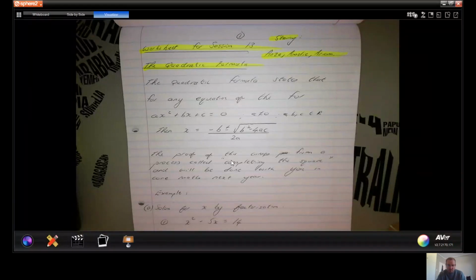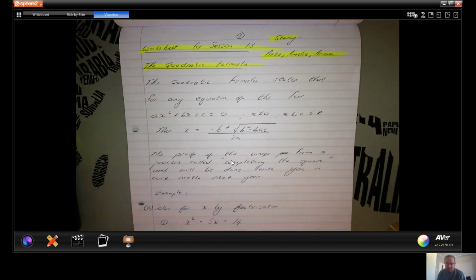And let's get cracking. You should have the worksheet for session 13. As I say, if you don't have a printer, just save it for later and print it when you get back to school and just get the examples down. Right, so if we share this, and that's where we are.